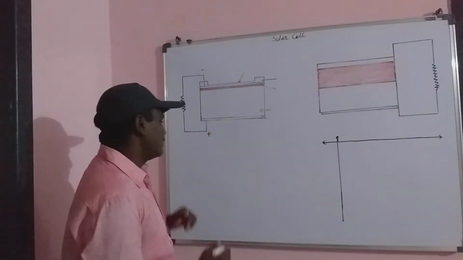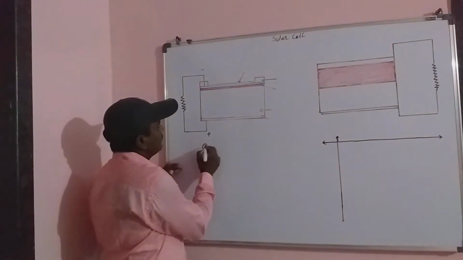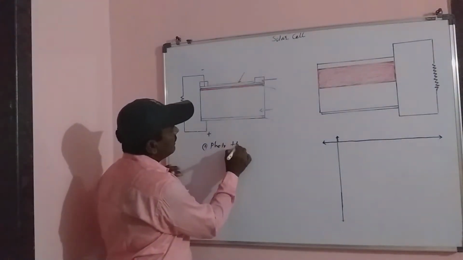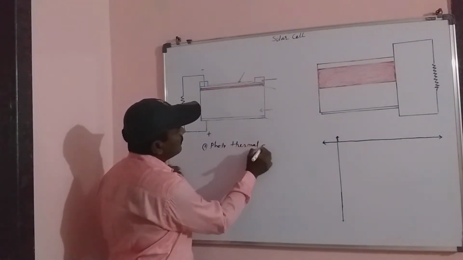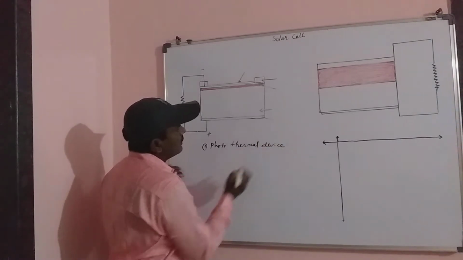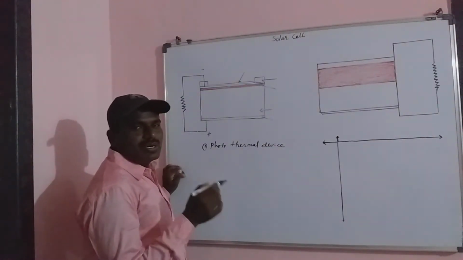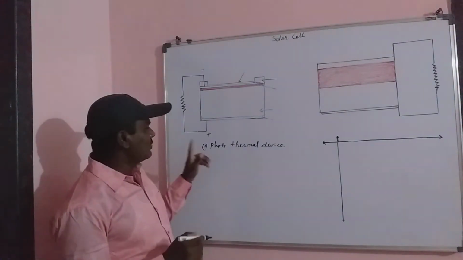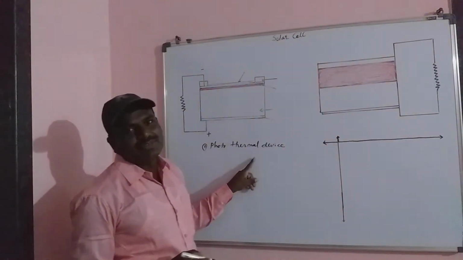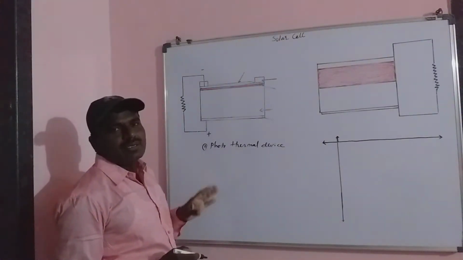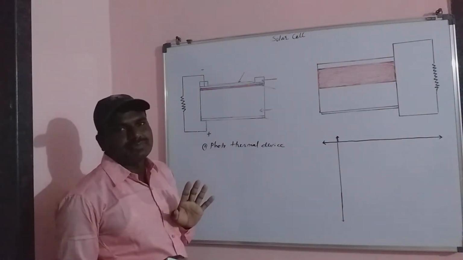The first device is the photothermal device. The device which converts light energy into heat energy is called a photothermal device. From this device we get hot water.